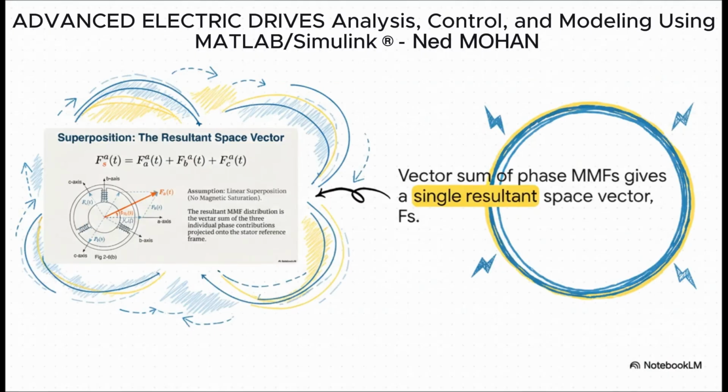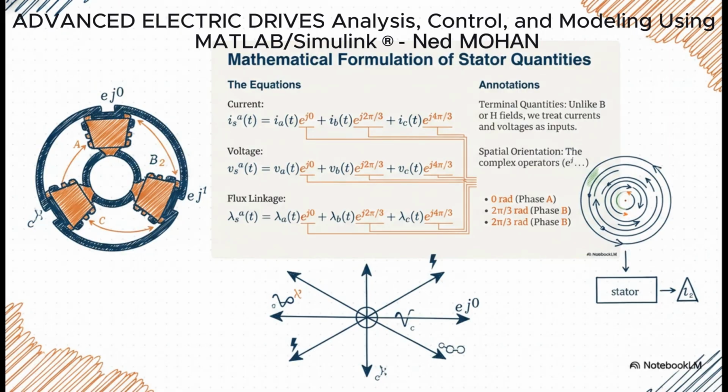And here's how we do it. Assuming we're not saturating the iron in the machine, we can simply use the principle of superposition. We just perform a vector sum of the 3 individual phase MMFs. What we get is a single resultant space vector that perfectly represents the total air gap MMF at any given instant in time.